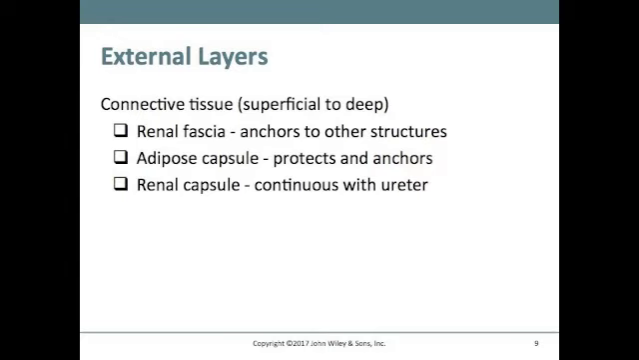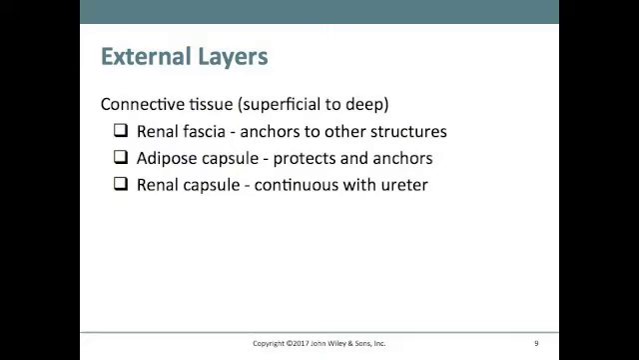Concerning the external layers of the kidney, 3 layers of tissue surround each kidney. The deep layer, the fibrous capsule, is a smooth, transparent sheet of collagen-rich connective tissue that is continuous with the outer coat of the ureter. It serves as a barrier against trauma and helps maintain the shape of the kidney.